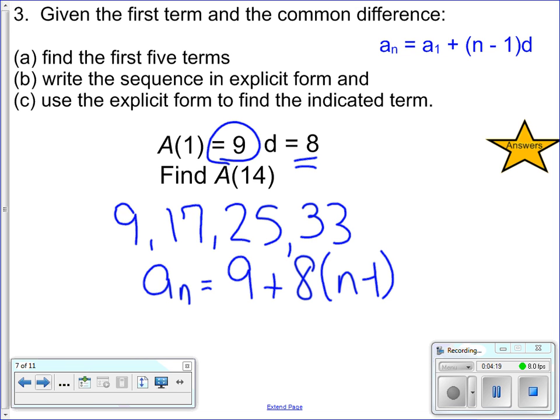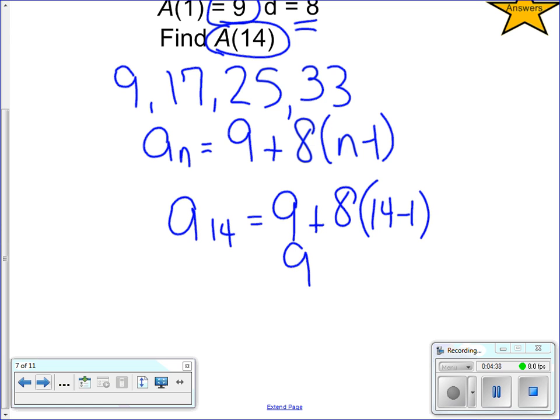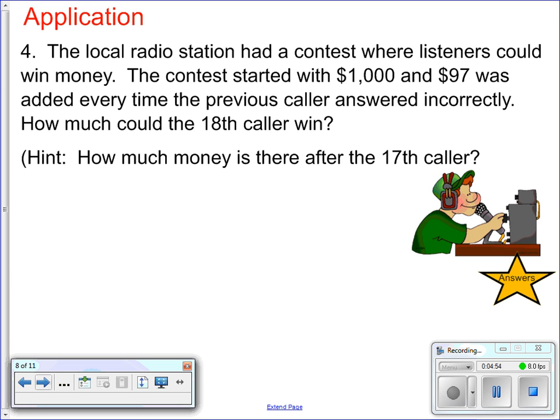If I'm looking for the 14th term, I write a_14, that's the term number I'm looking for, equals 9 plus 8, my common difference, times 14 minus 1. So that's 9 plus 8 times 13, which is 9 plus 104, so a_14 is 113.